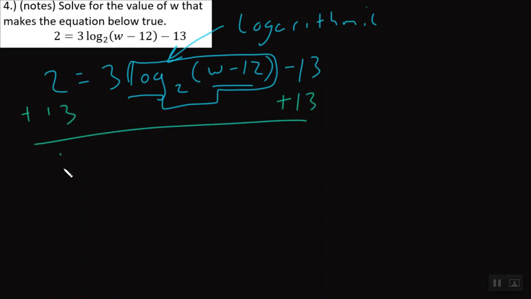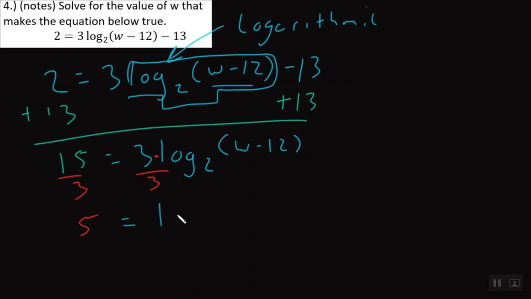We know 2 plus 13 is in fact 15. We'll say 15 is equal to 3 log base 2 of w minus 12. And from here, we know that we can simply get rid of our multiplication by dividing, since it's a whole number. And 15 divided by 3 would be 5 is equal to the log base 2 of w minus 12. Now here's the part where a lot of students really struggle. How in the world do I get rid of a log base 2?